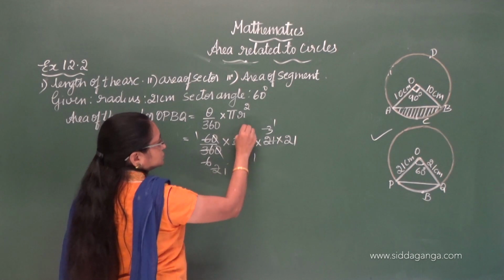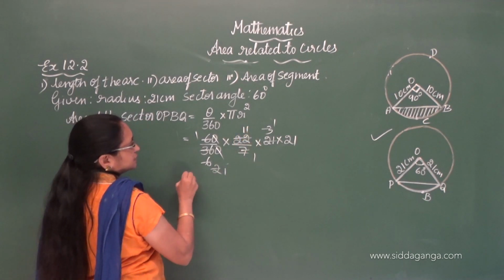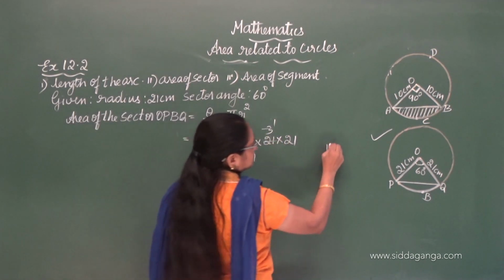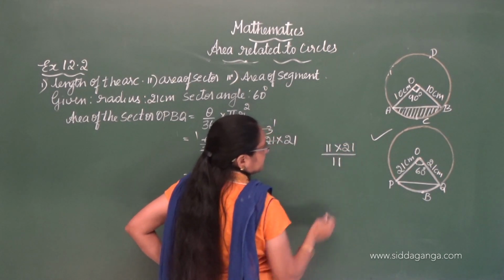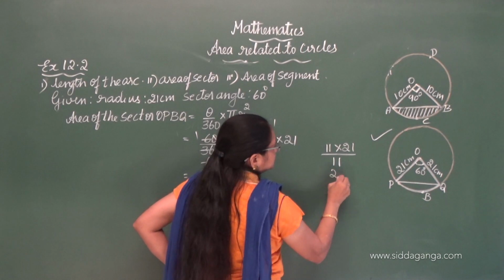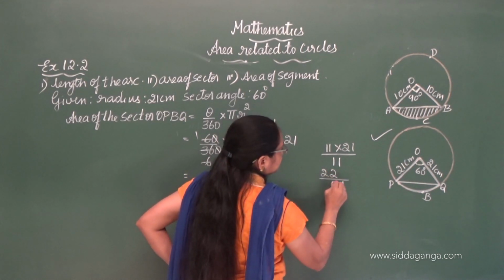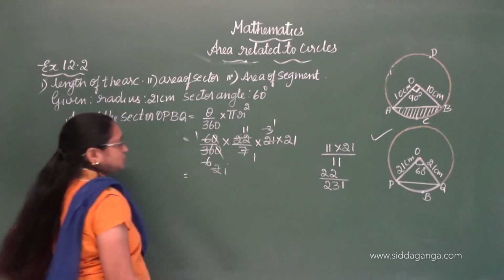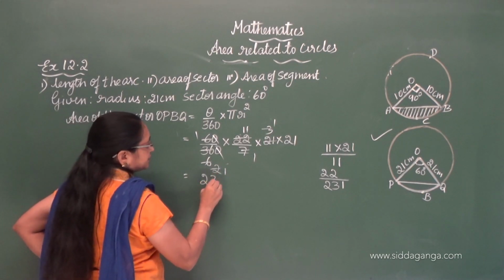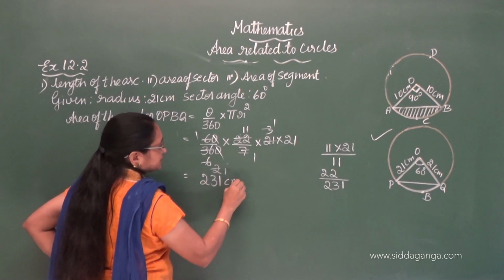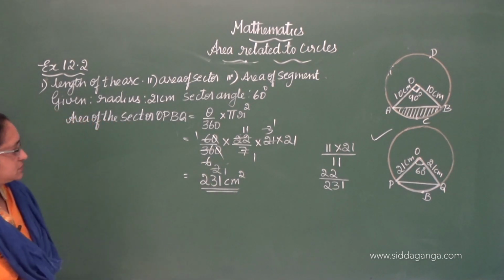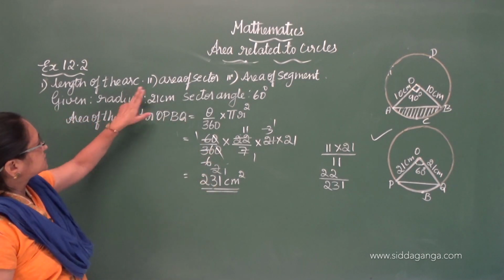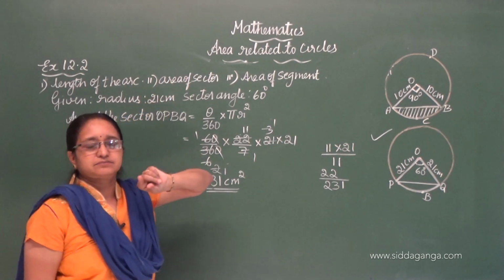2 ones are 2, 2 11s are... So finally 11 into 21. 11 into 21. So what you will get? 2 ones are 2, 2 ones are 2. So 1 3 2. So 231 centimeter square. See, I hope you understood why I wrote centimeter square, because it is the area of the sector.